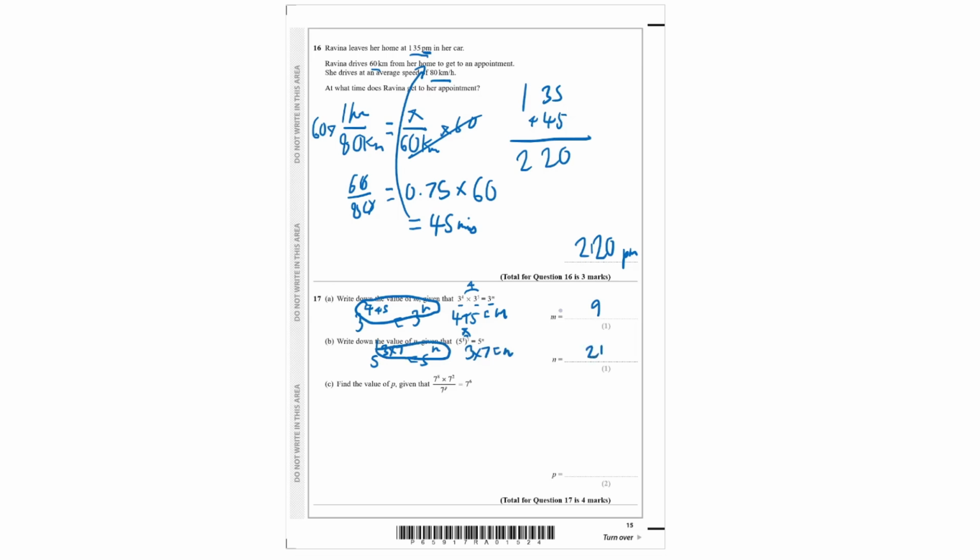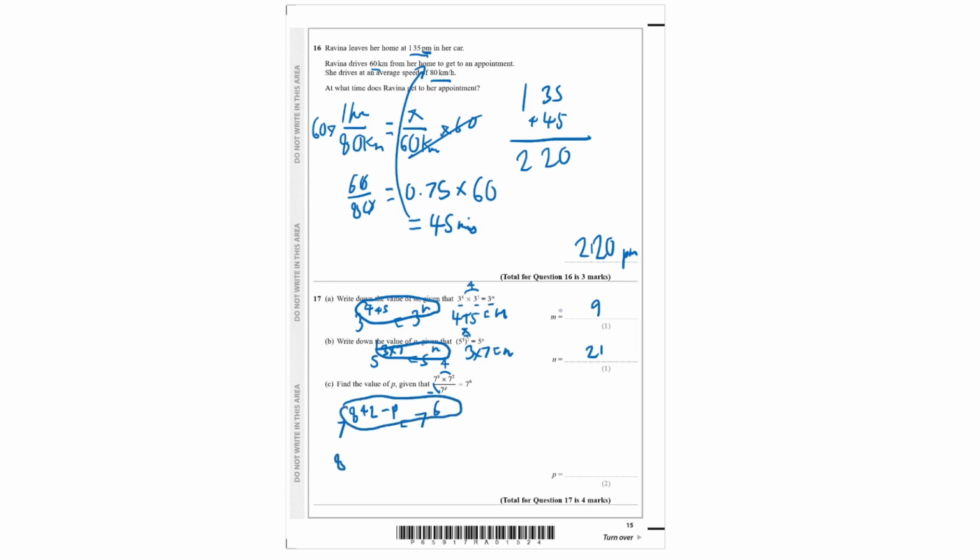Find the value of p given that 7 to the power of 8 times 7 to the power of 2 divided by 7 to the power of p is equal to 7 to the power of 6. As said before, when we multiply, we add, but when we divide, we subtract. So we have 7 to the power of 8 times 7 to the power of 2, so that's plus 2, divided by 7 to the power of p, so that's negative p, is equal to 7 to the power of 6. Since we only have to find p, let's focus on this equation here.